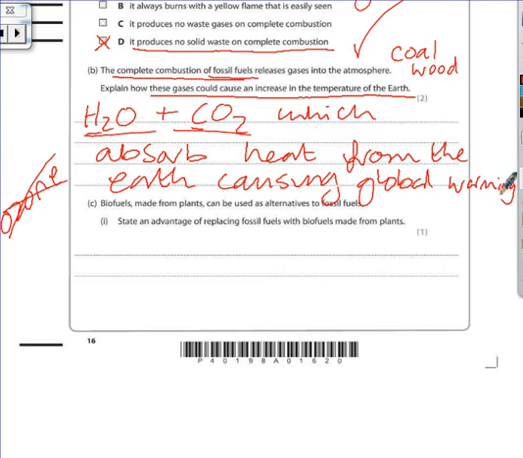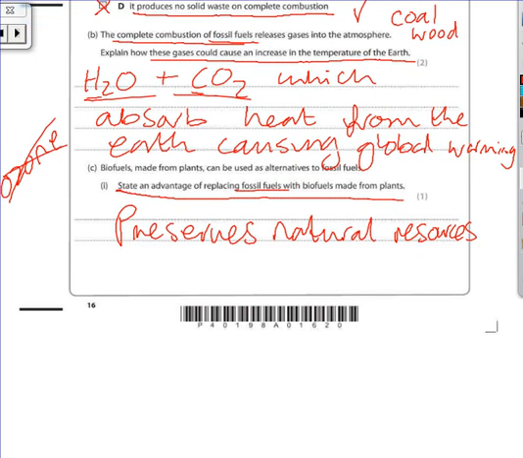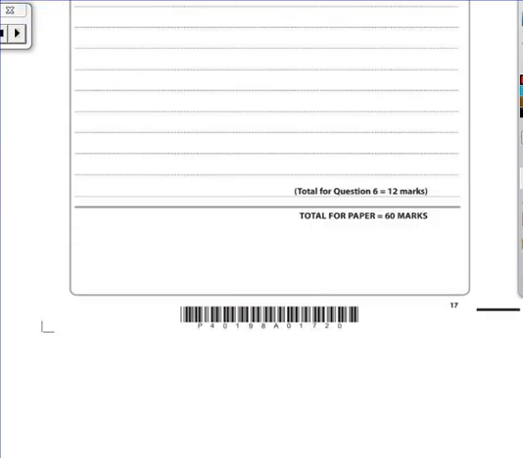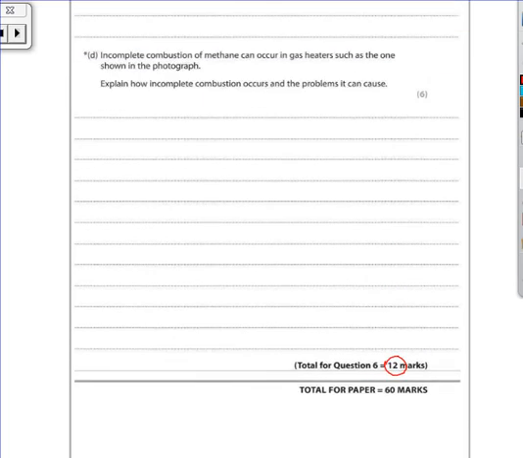Okay, state an advantage of replacing fossil fuels with biofuels made from plants. Okay, so it preserves or saves natural resources. And you might just mention the natural resources, fossil fuels, such as oil and gas. Okay, so continuing with question 6, and it looks like we're going to finish here. 12 marks for question 6.